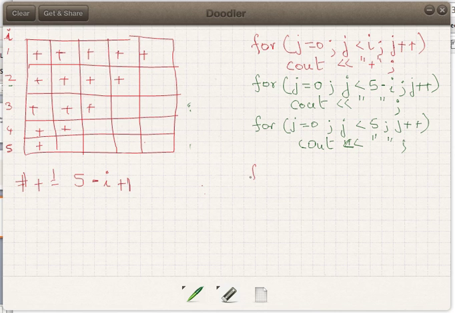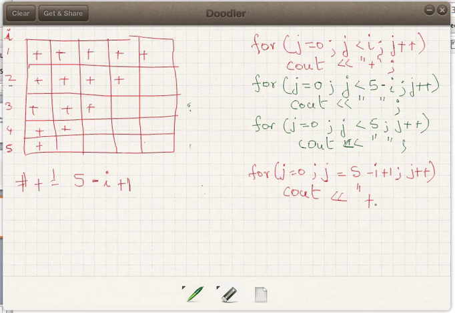So how do we do that? For j equal to 0, j less than 5 minus I plus 1, j plus plus, cout plus. I made the same mistake. So we know how to print the pluses in a decreasing manner in each row.